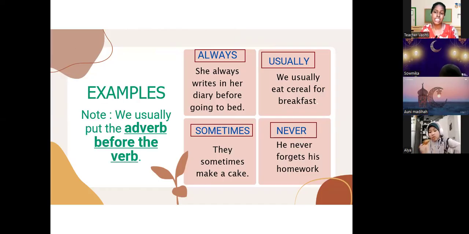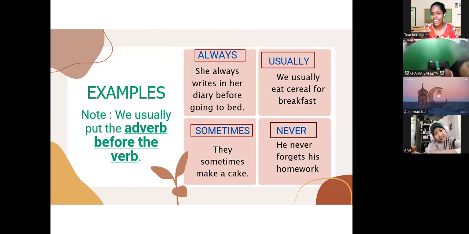For example, what is Alia doing now? Alia is eating. So you must say, Alia usually eats. Sebelum cakap apa yang dia buat, kamu kena guna always, usually, sometimes, never. Do you understand? So, sebelum kata kerja, must put always, usually, sometimes, never. Let's read a few examples.